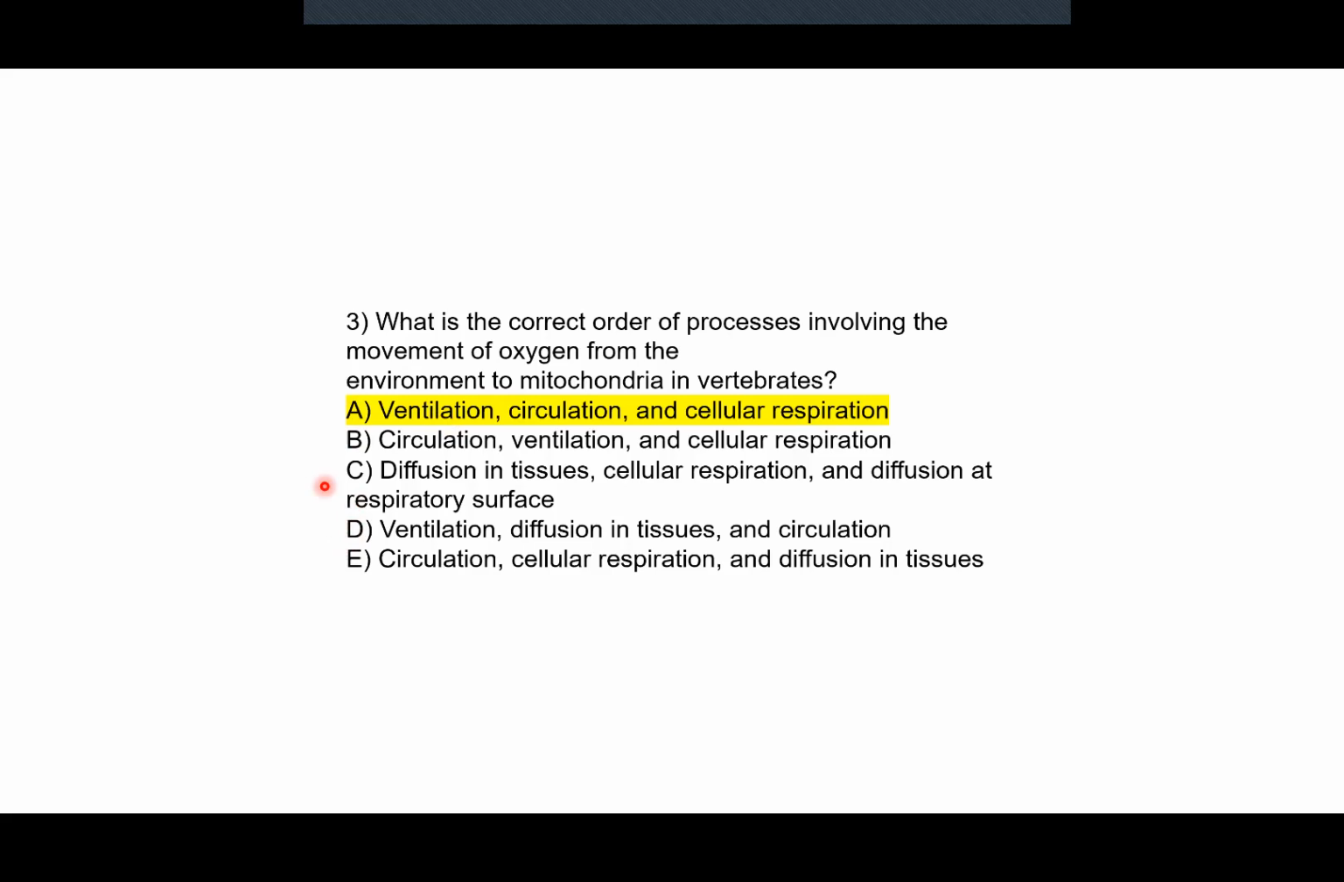Now the other way is if you know the last step. So if you know that the last step is cellular respiration, then you would only be left with A and B. And again, you have a 50-50 shot of getting it right by guessing.